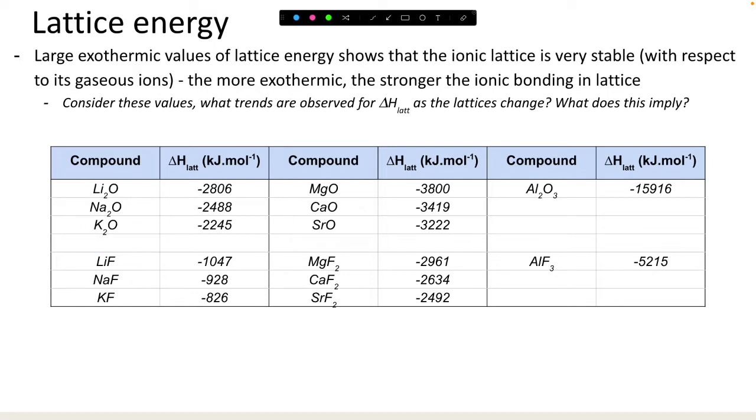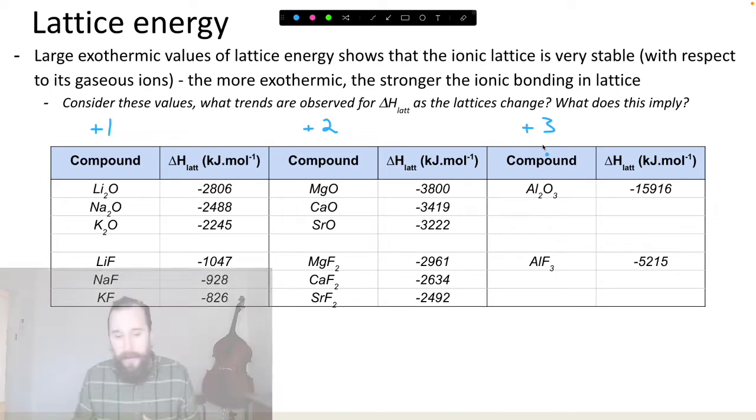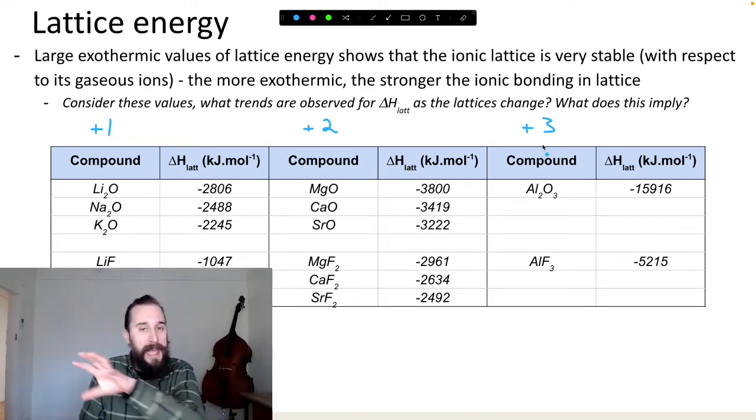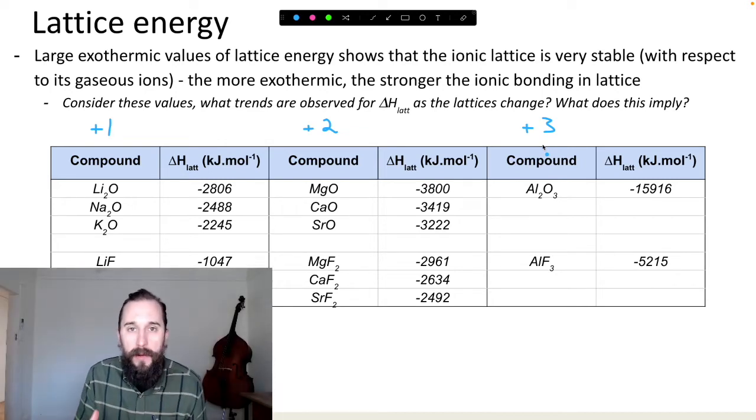So now the question becomes, what are we changing as we go from the left to the right here? Well, we have our group 1, our +1s there, which we've been looking at. Over here we have our +2s. Over here we have our +3s. Again, we're keeping that oxide the same, so we've got something to compare it to.